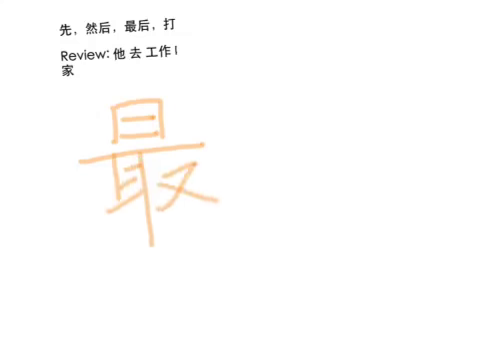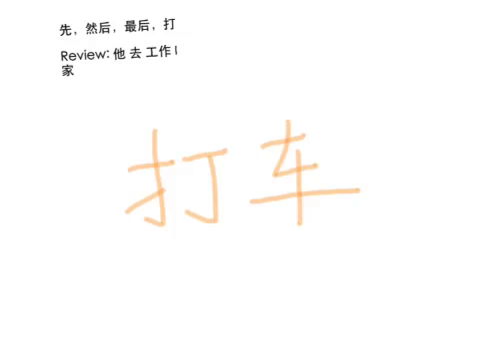Next we have 最后. 最后 is the last thing you do. 最后. Okay. And then we have 打车. 打车. And then finally, if we're not going to 打车, we'll need to have our own car in order to 开车.